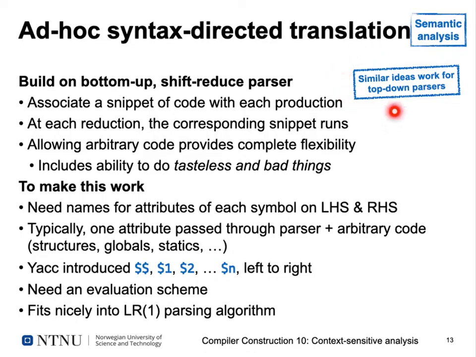So similar ideas also work for top-down parsers, but since we are basing our future developments here on a Yacc-based parser, we'll take a look at how to do this with a bottom-up shift-reduce parser. To make this work, we need names for attributes for each symbol on the left and right-hand side of an expression. Typically, we need an attribute that's passed through the parser and some additional arbitrary code, like structures, globals, static variable information. We've already seen that Yacc introduced these shorthands $$ for the left, and then $1, $2, and so on for the additional elements of a production in our grammar, which means we need an evaluation scheme, and this evaluation scheme should fit nicely into an LR1 parsing algorithm.